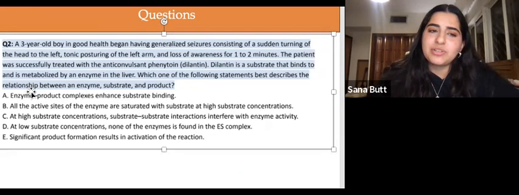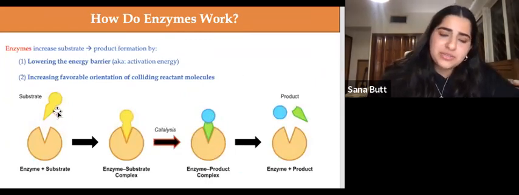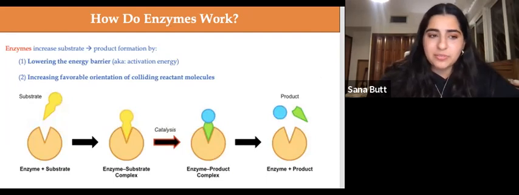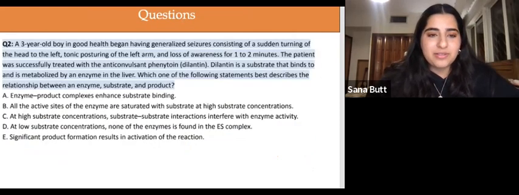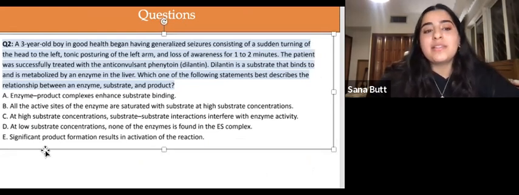Again, we never really said much about enzyme product complexes, especially because enzyme product complexes, like seen here, are so short-lived. They dissociate, and then the enzyme goes back to another substrate, and then the product just goes off somewhere else. So through the process of elimination, I would say, and some of you guys have also said, that B is the most correct answer.